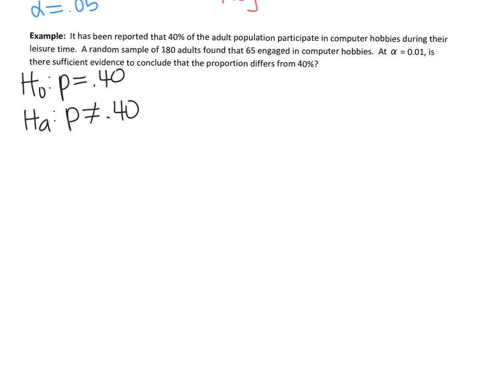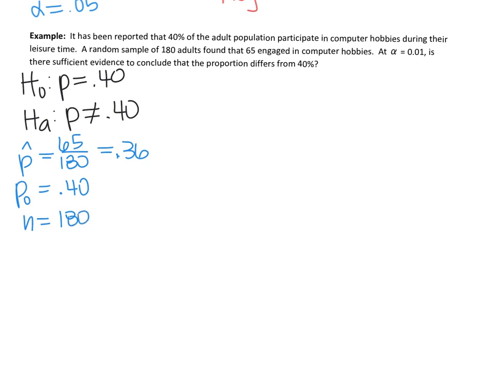So 40% of 180 is 72, which is greater than or equal to 10. And then 60% of that is 108, which is also greater than or equal to 10. So we're also normal. So then P hat is the 65 out of 180, which is 0.36. Our P naught is the 0.40, N is 180, and alpha equals 0.01.